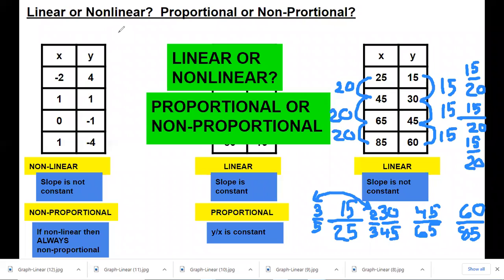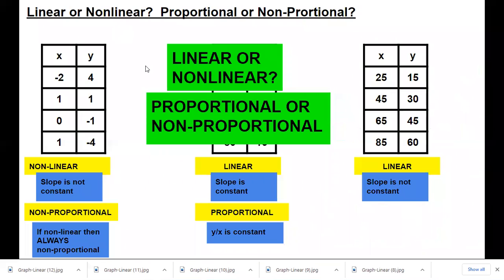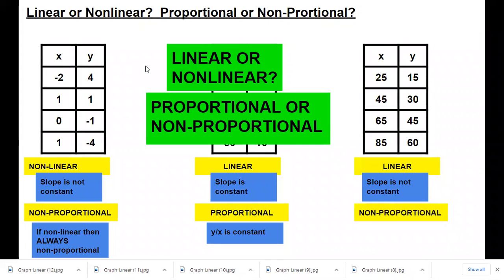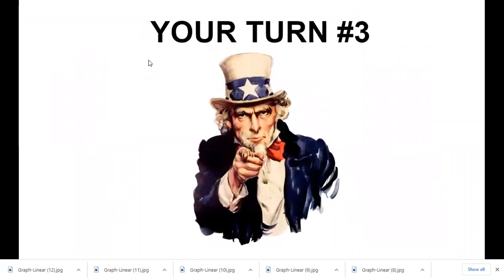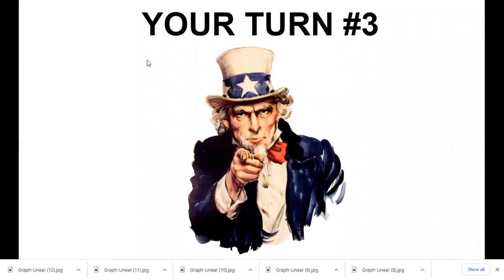Let's clear all this away, and it should pop up that way for me. Non-proportional. So table 2 in the middle here, I'll just fix that on the slides so you can take a look at that on the slides. All right, let's move on. Your turn, number 3. You get to try tables. See you back in a moment.